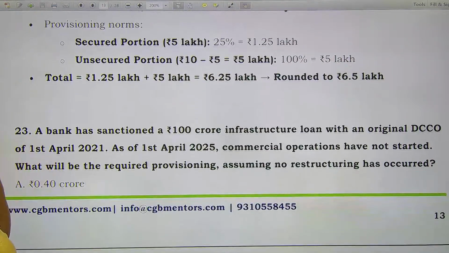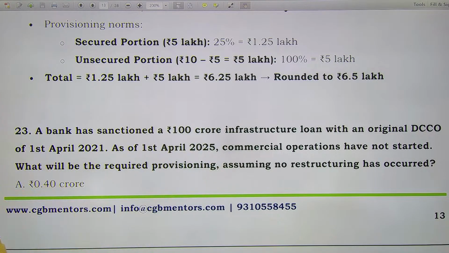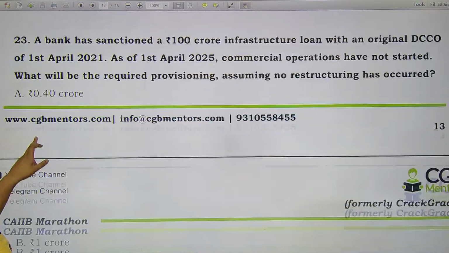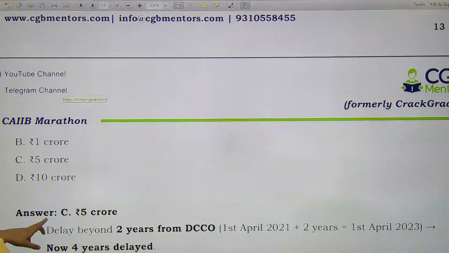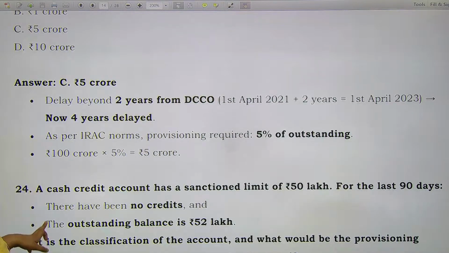Now, a bank has sanctioned a 100 crore infrastructure loan with an original date of commencement of operations of 1st April 2021. But till 1st April 2025, commercial operations have not started. What is the required provisioning, assuming no restructuring is done? The delay is beyond 2 years, obviously. Now 4 years delayed, and as per the IRAC norms, provisioning required is 5% of the outstanding. So 100 crores multiplied by 5%, 5 crore is what the bank is required to provision.